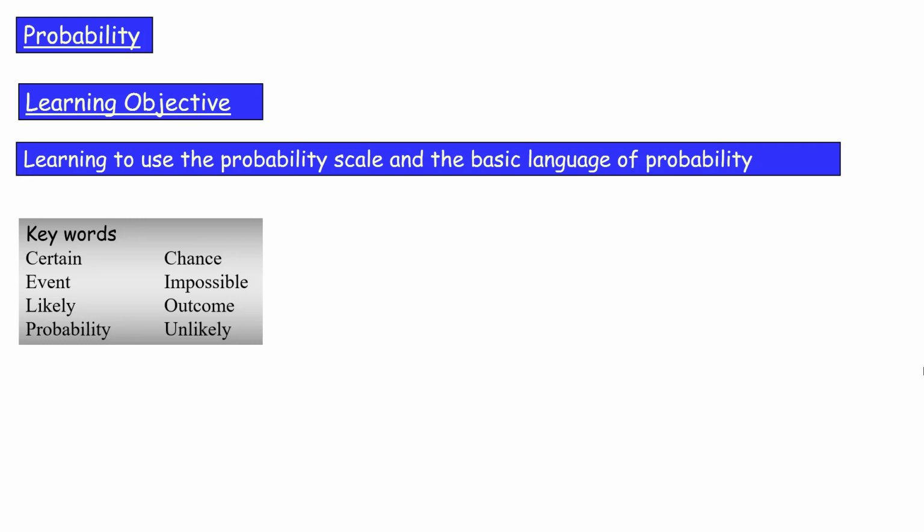Probability. So we're going to have a nice little recap. Straightforward lesson, I think, on using the probability scale and the basic language of probability. So hit pause, get the lesson objective down, get the keywords down, write starter underline when you're ready, hit play again, and we'll move on to the starter. So hit pause now.